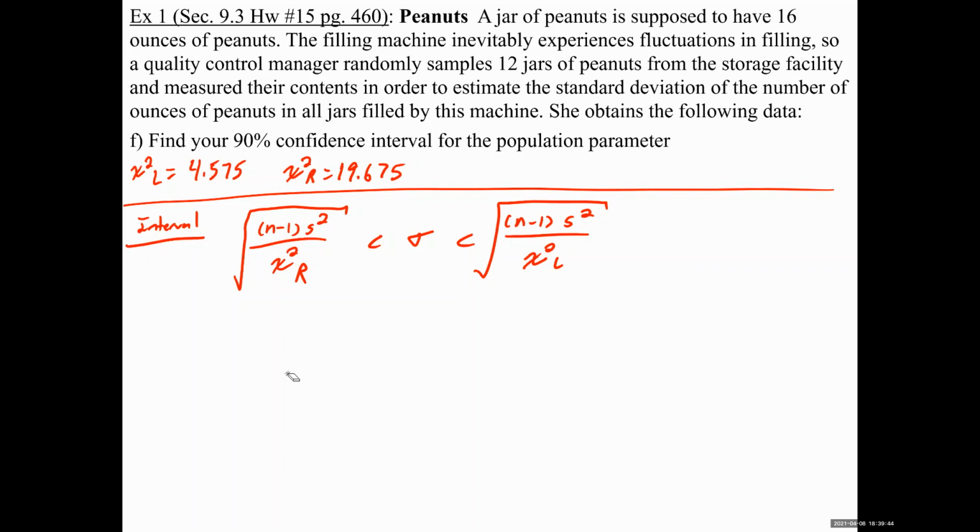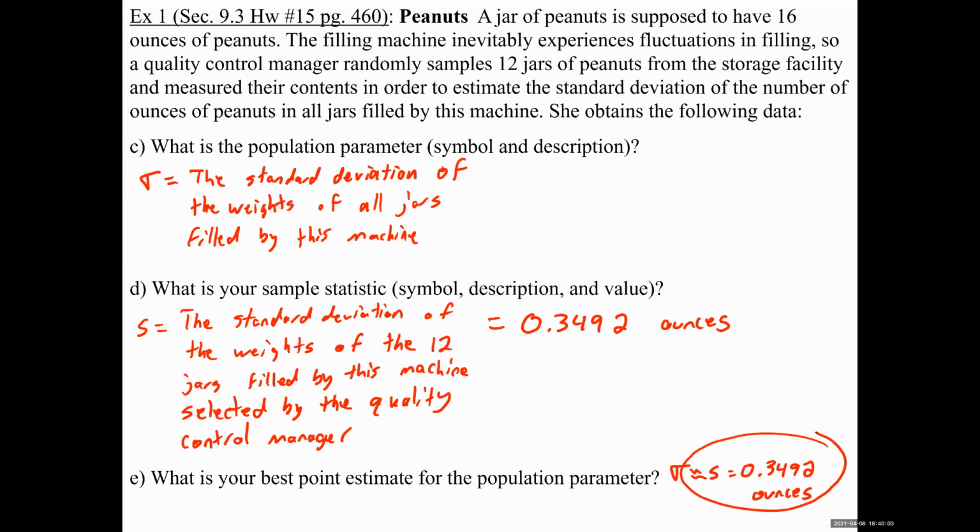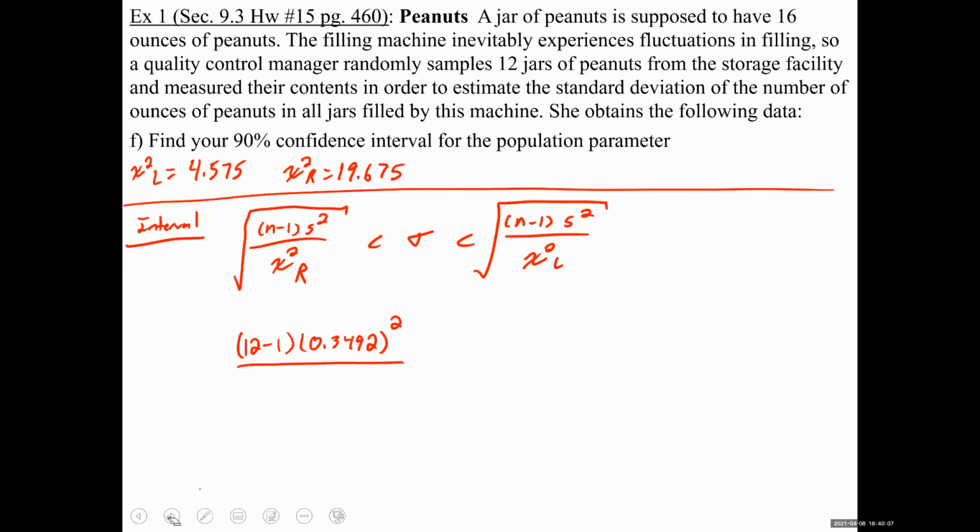Then you'll be okay. Now I'm going to go ahead and plug in everything. Remember, n was 12, so we have 12 minus 1 in the parentheses. S squared, remember S was 0.3492 squared. We'll go back a couple slides here. Okay, so here's S, 0.3492. Okay, so you put that in there. Chi-square right is 19.675.